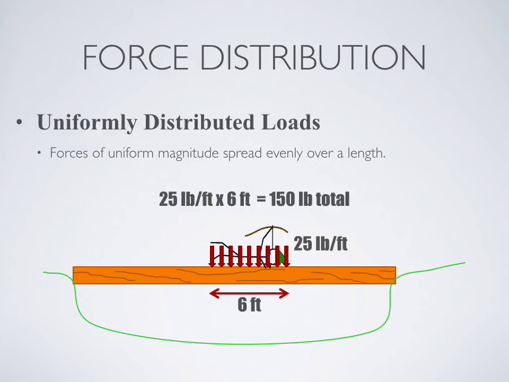But anyways, the force is spread out, 25 pounds per foot. If we multiply that 25 pounds per foot times the total 6 feet, we get 150 pounds total. That's all of Robin Hood, okay? So all of Robin Hood is still there. It's just spread out over 6 feet instead of being concentrated in one spot.